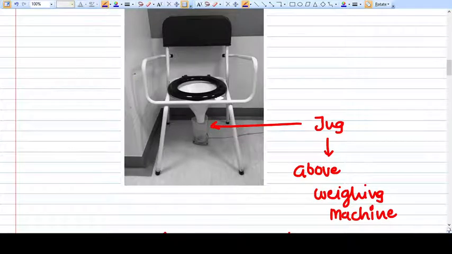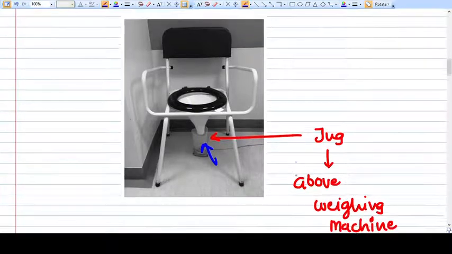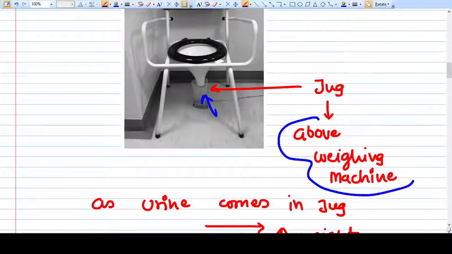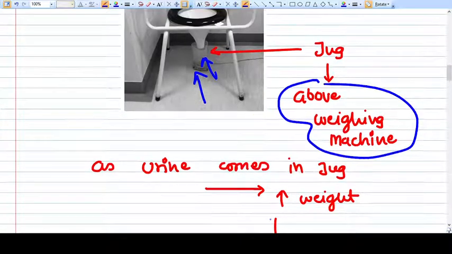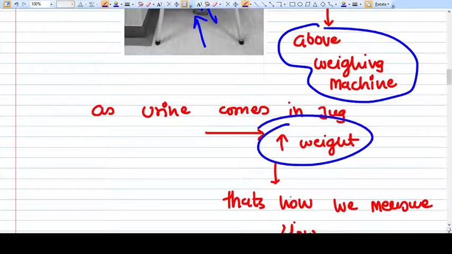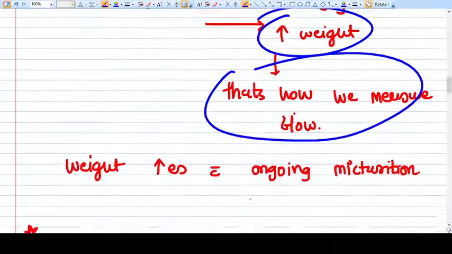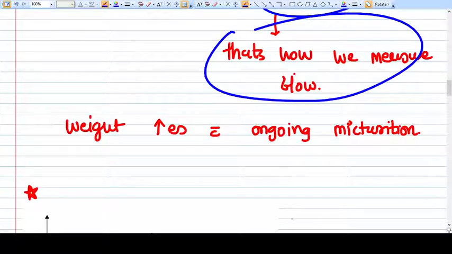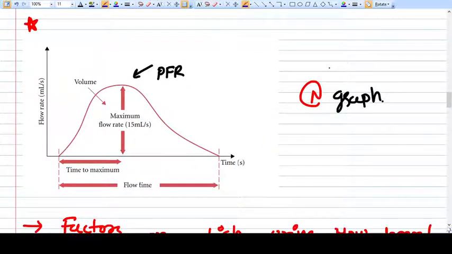That is, the person sits in this chair and voids. The voided urine goes into this jug. This jug is above the weighing machine here. As the urine comes into the jug, there is an increase in the weight of the jug, and that's how we measure the urine flow. There are various other methods also available nowadays, infrared even, but still this is a basic model. Now this is how a normal graph looks like.